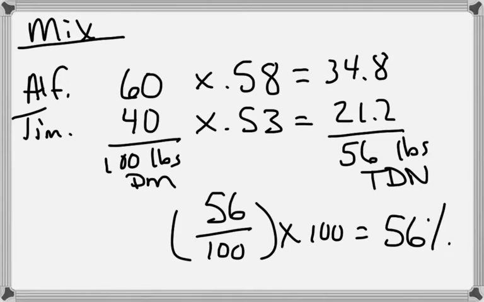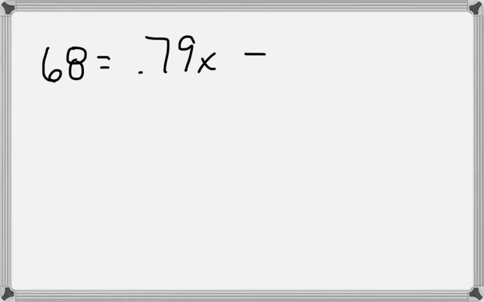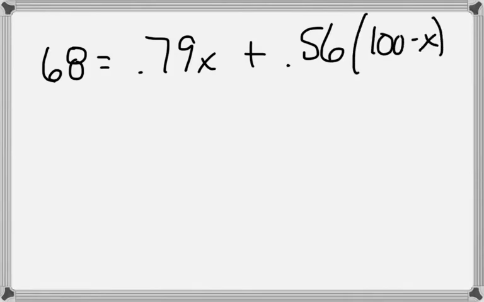So this new mix of alfalfa and timothy hay is 56% TDN. Now you can plug it in and solve the equation. We're solving for 68% TDN. We have our grain mix, which is our X, plus that 0.56 that we just solved for, times 100 minus X. So we have our hay and we have our grain. Those two together should be 68% TDN when we're done.